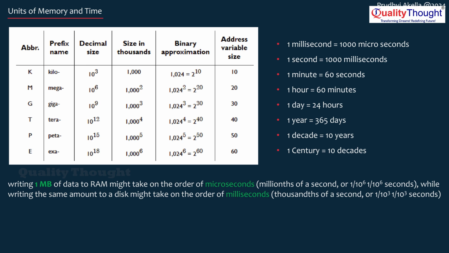Imagine a CPU writing 1 MB of data onto the RAM; it takes on the order of microseconds. But if the CPU writes the same 1 MB of data onto the disk, it takes on the order of milliseconds, which means writing and reading data on the RAM is faster when compared to writing and reading data on the disk.